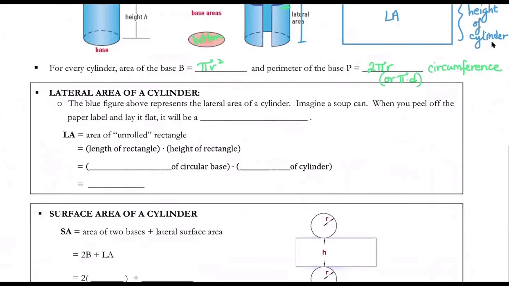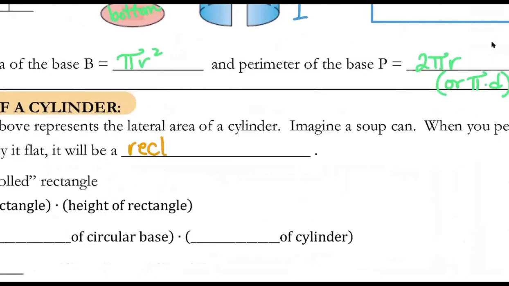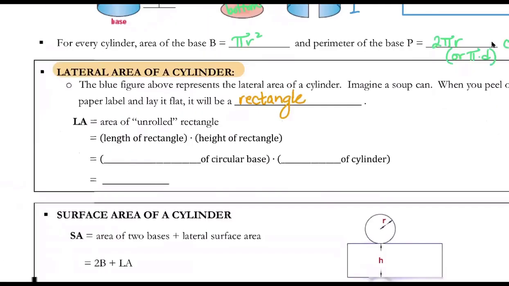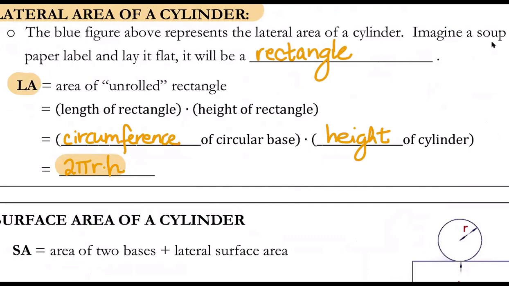Okay, lateral area of a cylinder. So in that picture up there, the blue rectangle represents the lateral area. So when you unroll it, that's what I'm showing you up there on the right side. When you unroll it, you'll get the rectangle, and the dimensions would be the length times the height of the rectangle, which is the circumference of the circular base, and then the height of the cylinder. So the circumference is just 2 pi r, and then you're multiplying by the height. So it's 2 pi r h. 2 pi r h is the lateral area.